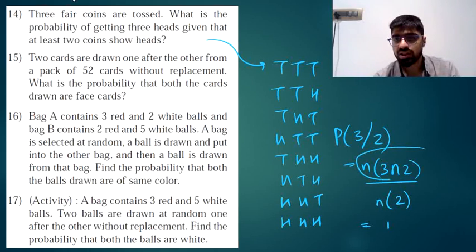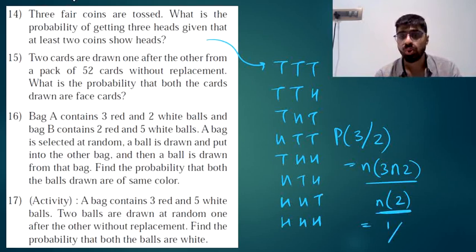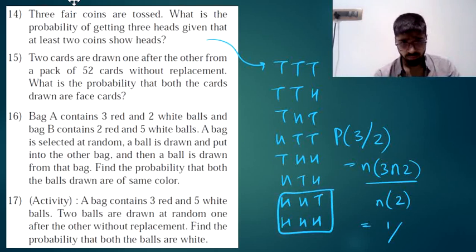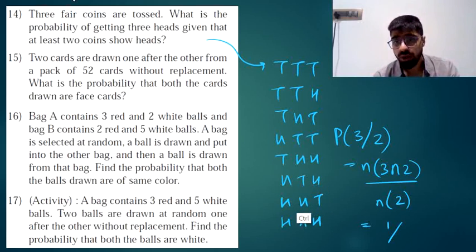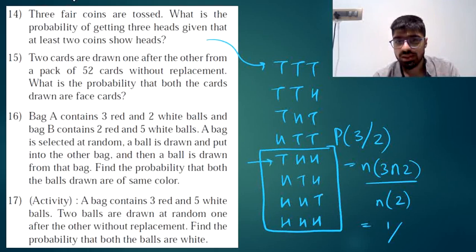So n of 3 intersection 2, we just saw, is equal to only and only 1, divided by n of at least 2 heads. At least 2 heads does not mean only this event and this event, because like I said, it's not that the first 2 coins get tossed and then you're tossing the coin again only to check the last outcome. The coins have been tossed. You know that there are at least 2 heads in your outcome. What is the probability that the third one is also a head? So we need to count even these 2, that is this and this, as a part of our sample space.